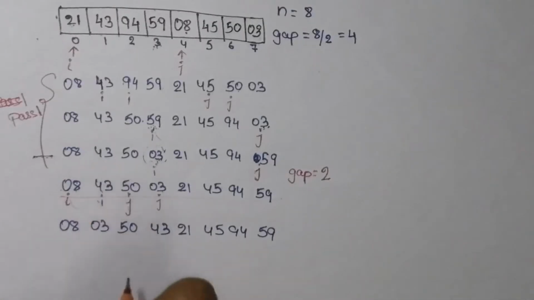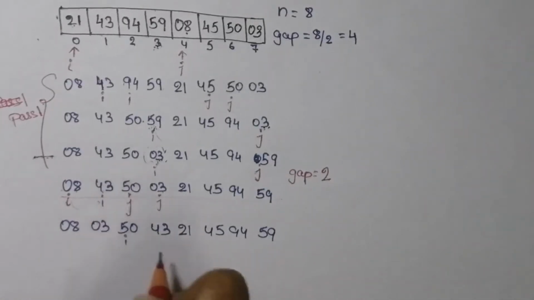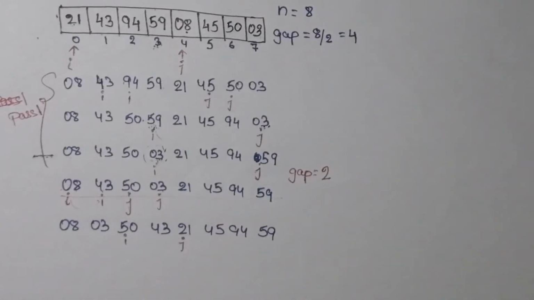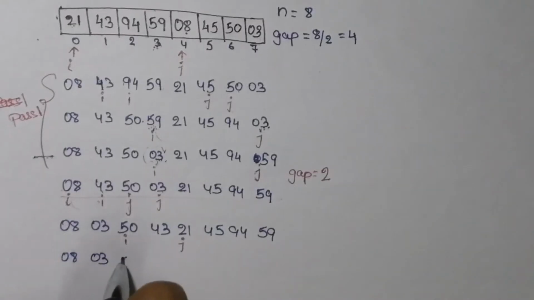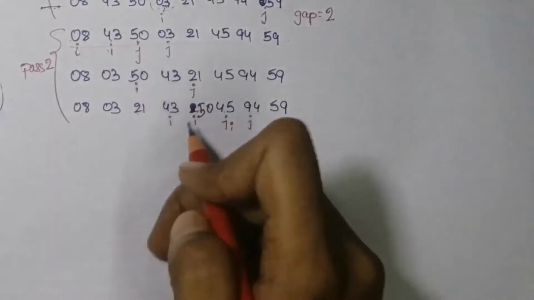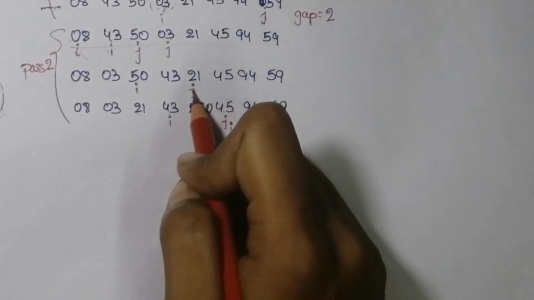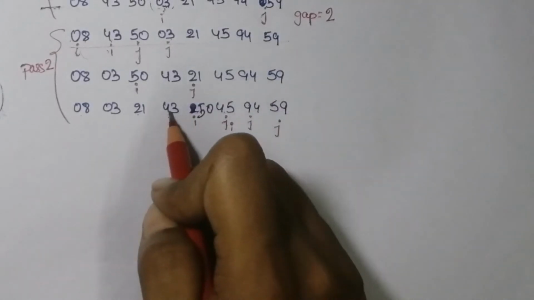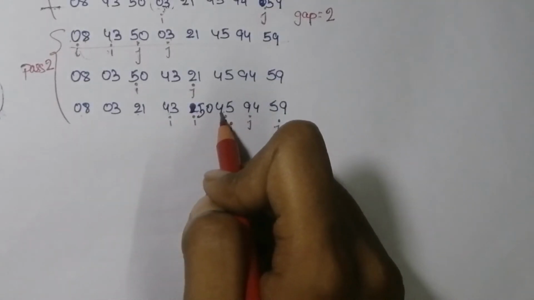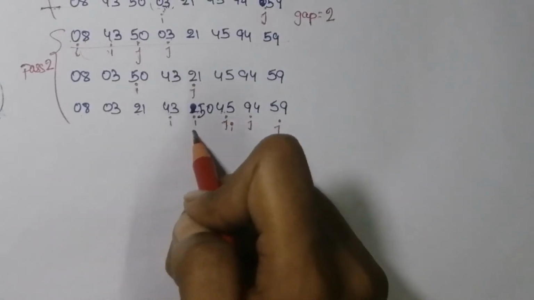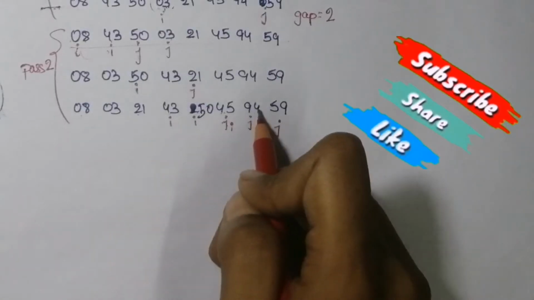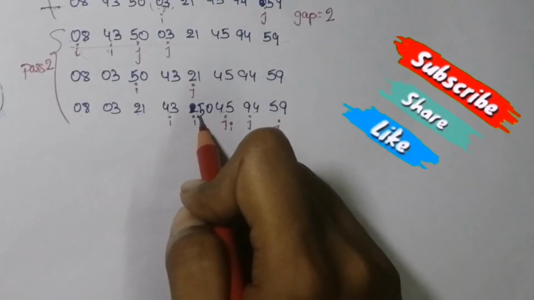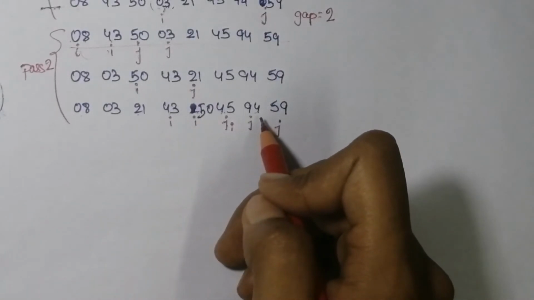i was at this location. Now i will be incremented to here and j will be in this position. Now is 50 greater than 21? Yes, so we again need to swap them. Now i will be incremented to this position and j will be incremented to this position, right? 43 will be compared with 45, no need of swapping. So i will be incremented to here and j will go to this position. 50 is compared with 94. 50 is smaller, so here also no need of swapping.